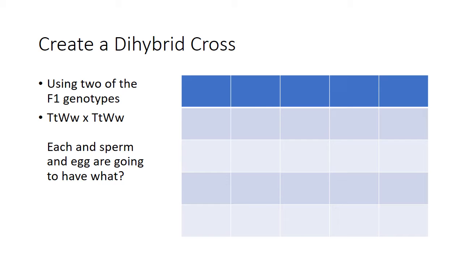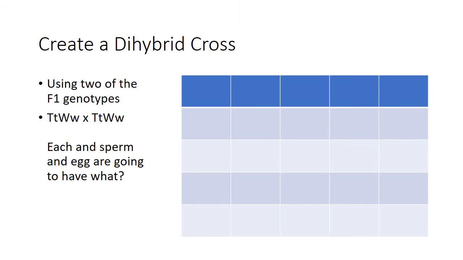And we're going to create that dihybrid cross. And the first thing we're going to do is figure out how we're going to get these alleles, because in a monohybrid cross, we know that one is going to get one T and the other one's going to get the other T. Well, it's slightly different when we go into dihybrid crosses, because we need to get a T and a W and so on and so forth.